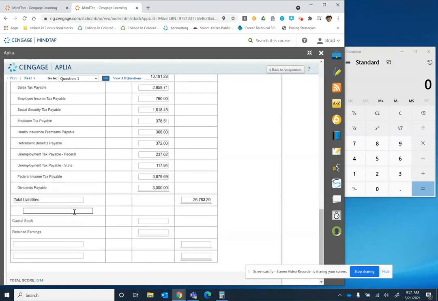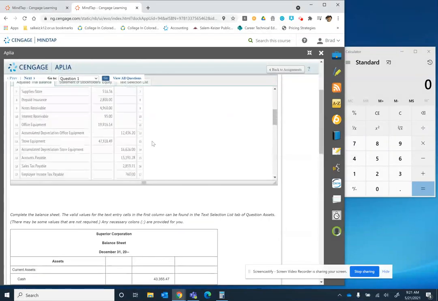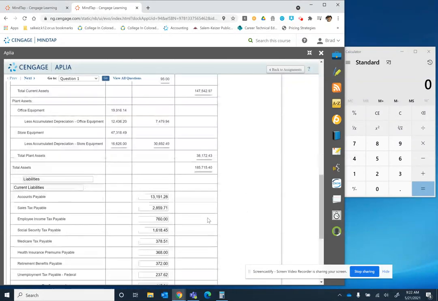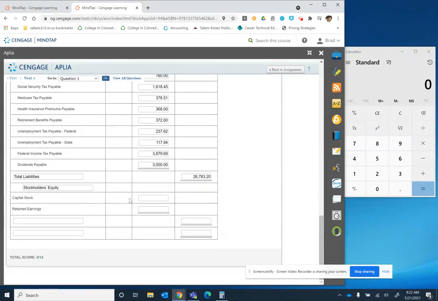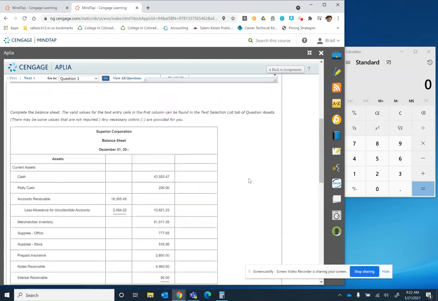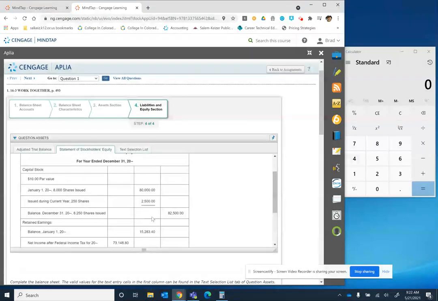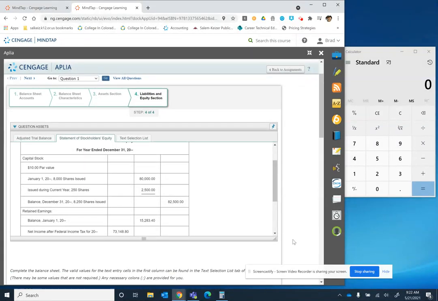The next section we have to complete is for our stockholders' equity. We're going to be pulling our stockholders' equity information from, as you might guess, our statement of stockholders' equity here. In our statement of stockholders' equity, we're going to first look for our capital stock. We've already done the work for this. So our capital stock amount is going to be $82,500.